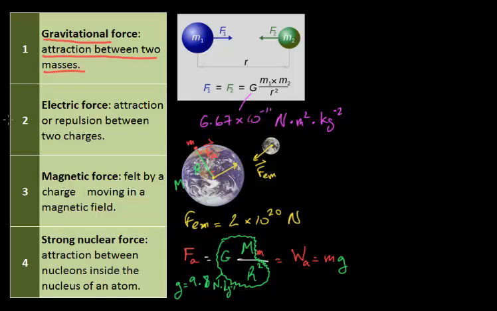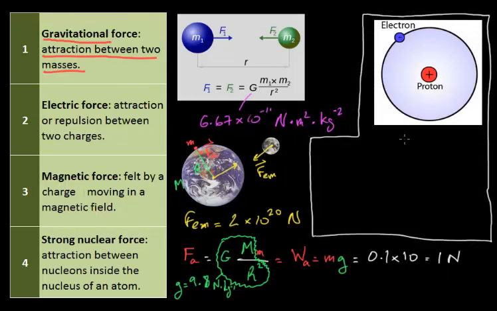Okay, so let's assume that an apple usually weighs 100 grams. So we have 0.1 kilograms times approximately 10 newtons per kilogram, which gives us a force of 1 newton. So now you can compare the force on the moon and the force on the apple. There's 20 orders of magnitude of difference.